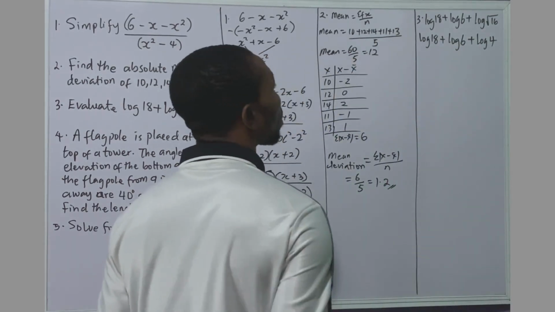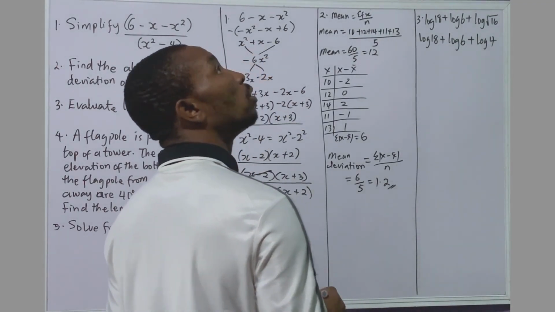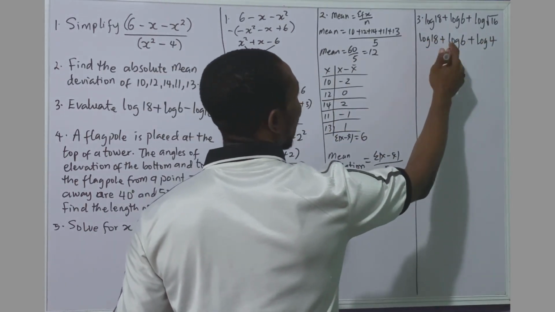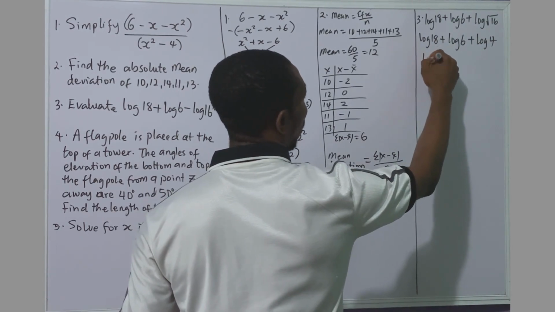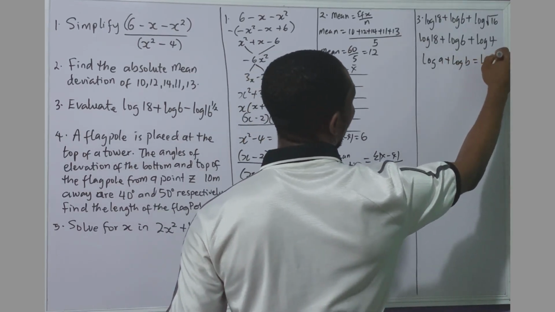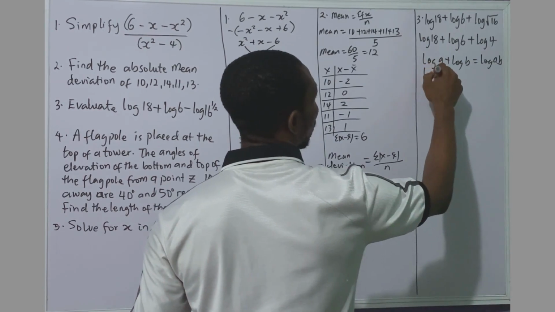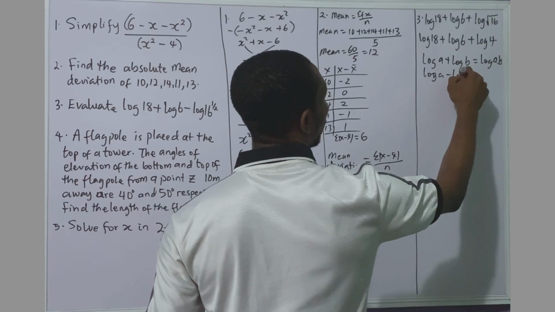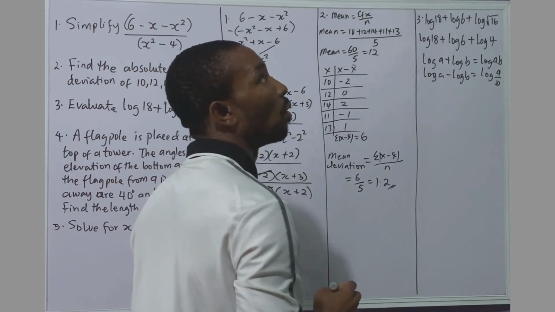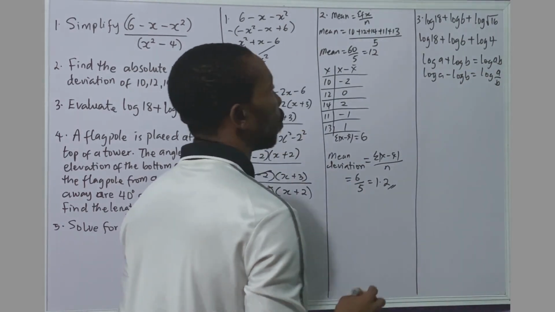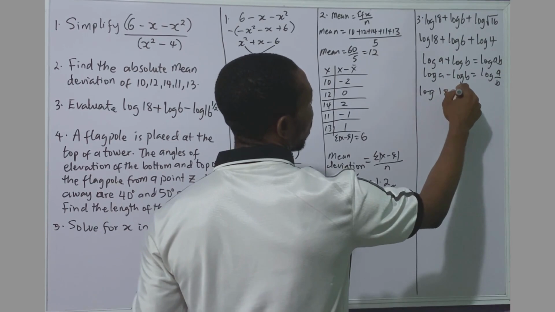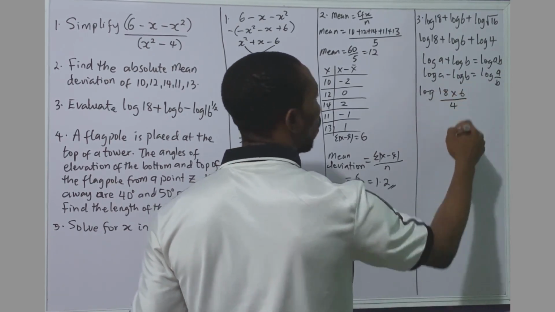From here, what we will do next is apply our laws of logarithm, where log a plus log b is log ab, and log a minus log b is log a over b. Applying those logarithm laws here, we have log of 18 times 6 all over 4.